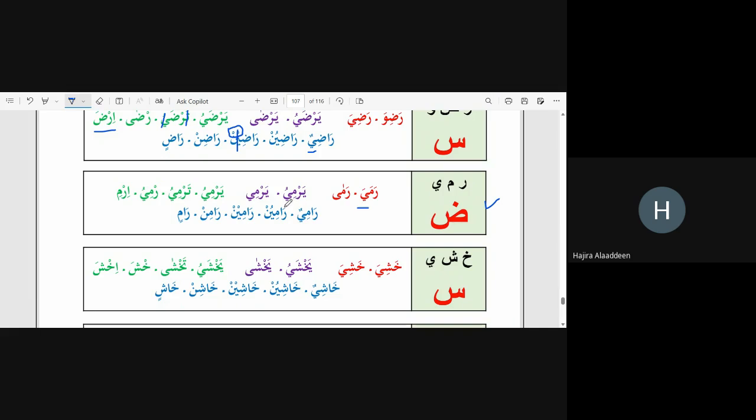So now when we move to the mudari', like Daraba, we have yadribu. For Ramaya, we get yarmiyu. Since the meem has a kasra and the ya has a dhamma, the e-u sound doesn't go very well. So the dhamma of the ya is dropped, it's changed into a sukoon, and we get yarmi. So that is the mudari'. Good. So from there, we now move to finding out the amr.